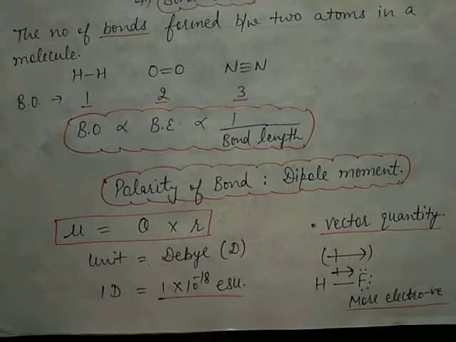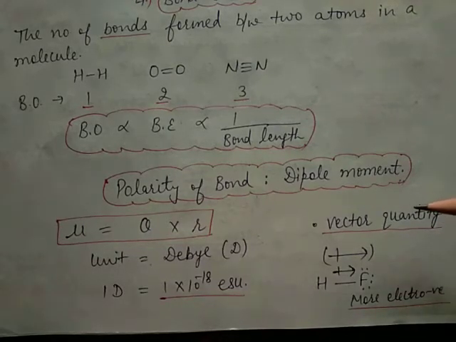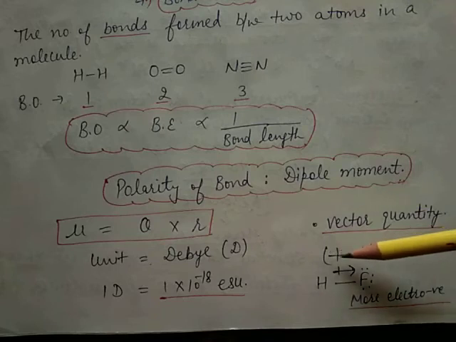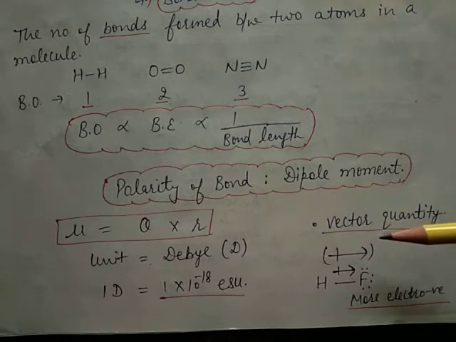or it is a vector quantity which is represented by the cross arrow. This line is an arrow and after that it will be a cross, pointing towards the more electronegative atom.